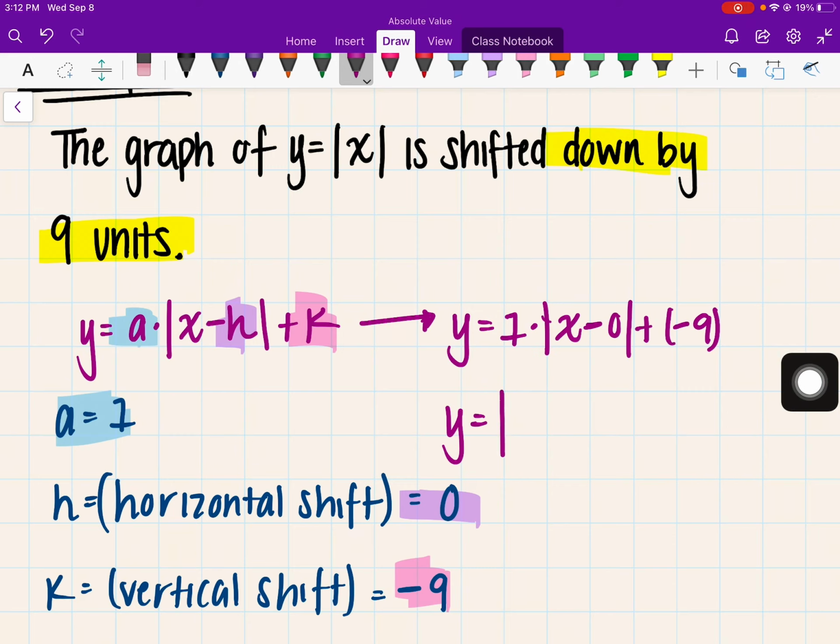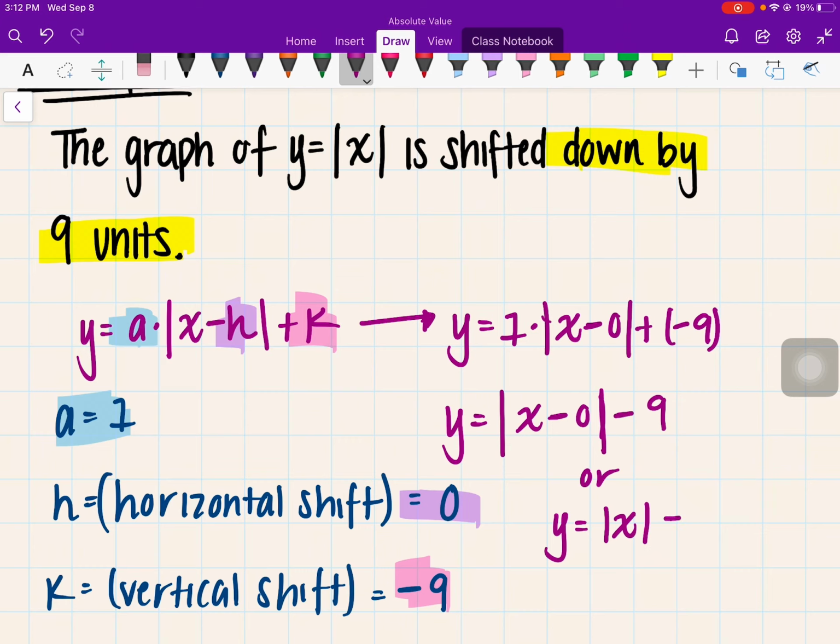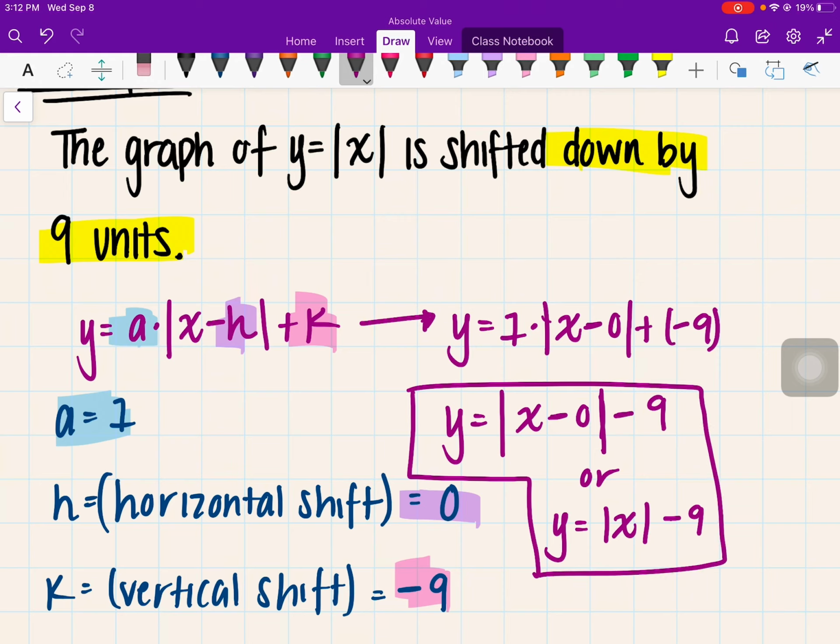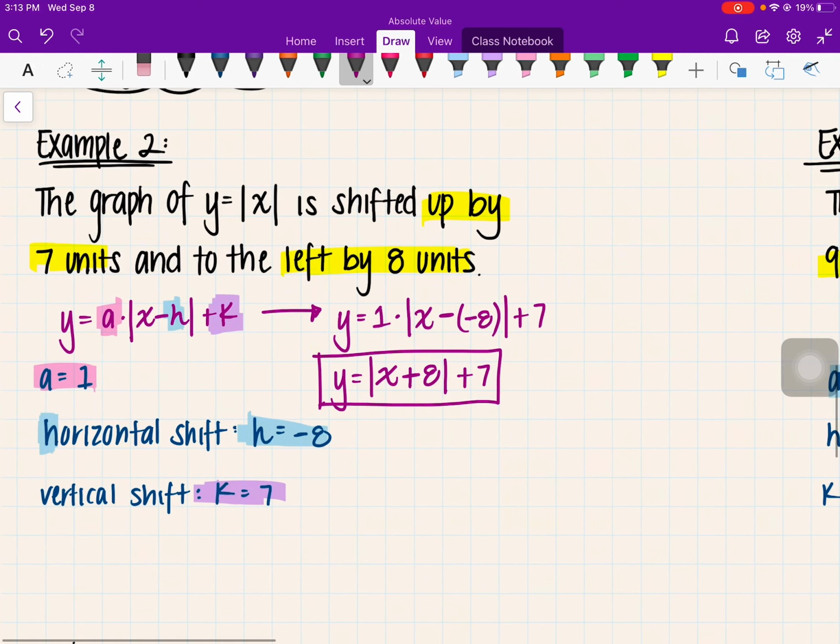So y equals absolute value of x minus a 0, and positive times a negative is a negative, and this is our answer. Or we could also rewrite it as follows. Y equals the absolute value of x minus a 9 on the outside. So this here, guys, is our answer. Now, let's go ahead and move on to the next one.